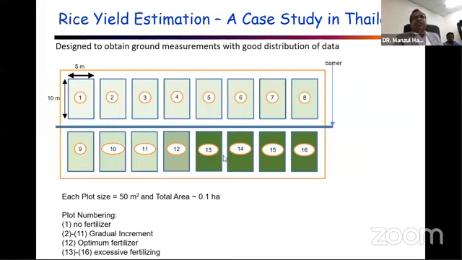Okay, so this is one case study my colleagues have done in Thailand with one of the Rice Research Institutes, the Ayutthaya Rice Research Center, which is around 30 kilometers north of AIT. They have 16 control plots. Number one is no fertilizer, 2 to 11 is gradual increment, 12 is optimum fertilizer, and 13, 14, 15 is more fertilizer. These are 10 meter by 5 meter plots where, in collaboration with them, they grow the rice and we fly a drone every few days to monitor the rice.